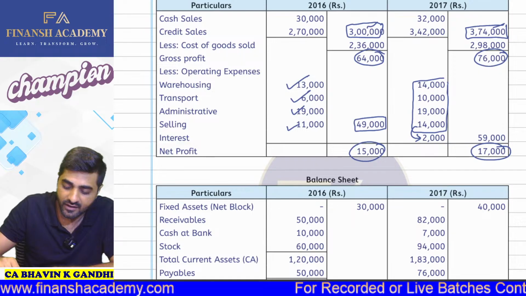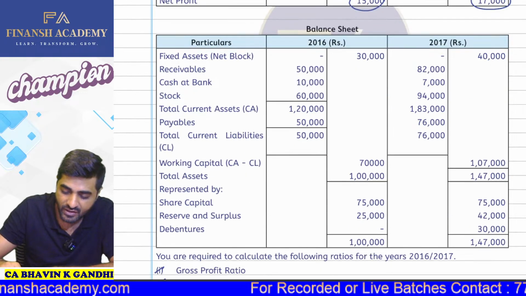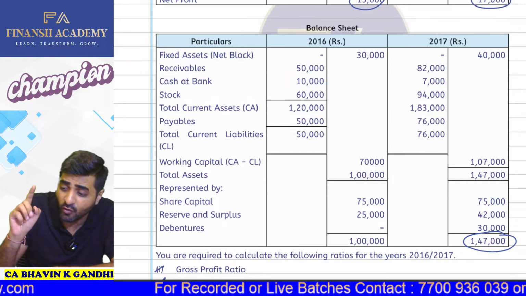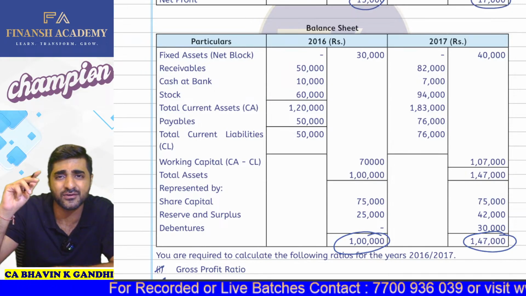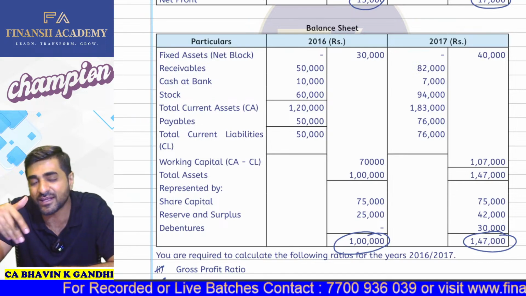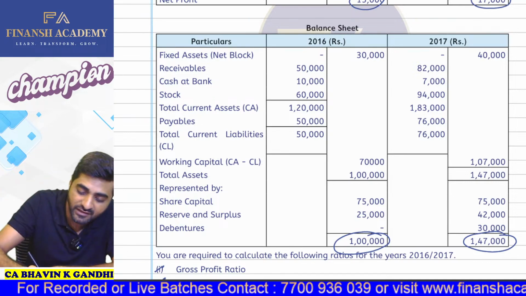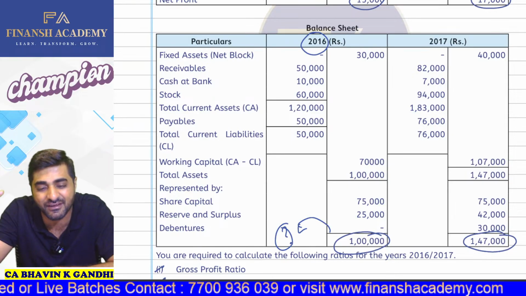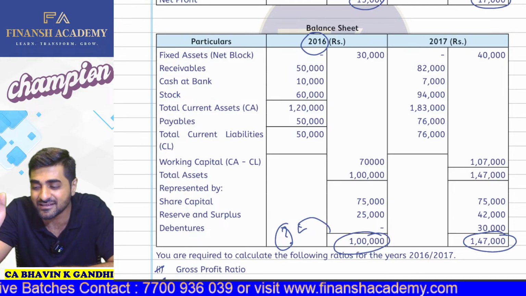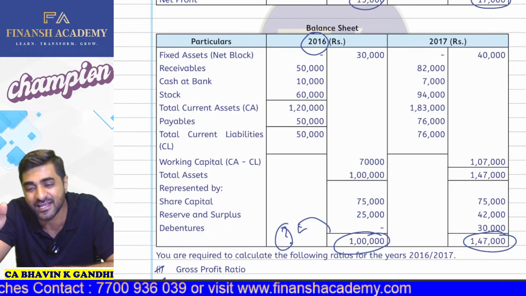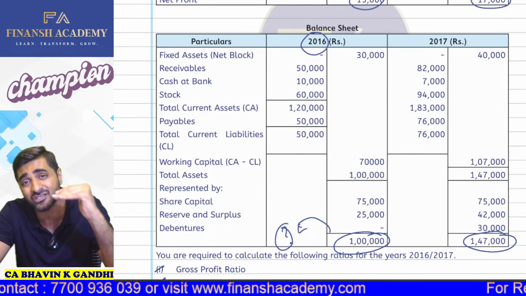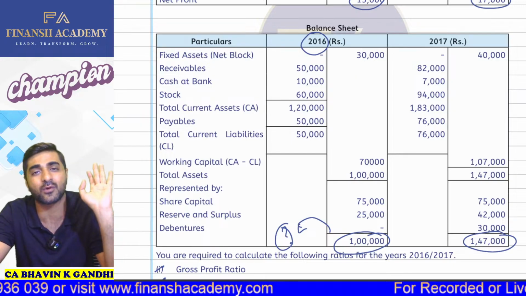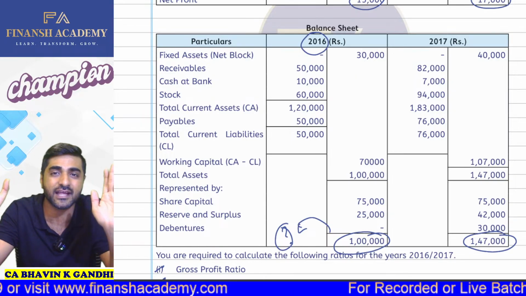See, just check. For the year 2017, do I have closing capital employed? Yes, sir. That is 1,47,000. Do I have opening capital employed? Yes, sir. That is 1 lakh. So we have closing and opening both available. So we can very well do average. But for the year 2016, do you have the opening capital employed? The answer is no. You don't have any opening capital. So for 2016, anyway, I will be using closing capital employed. So for standard measures of comparison, for 2017 also, I have to take closing capital employed. In both the cases, I have to take closing capital employed.